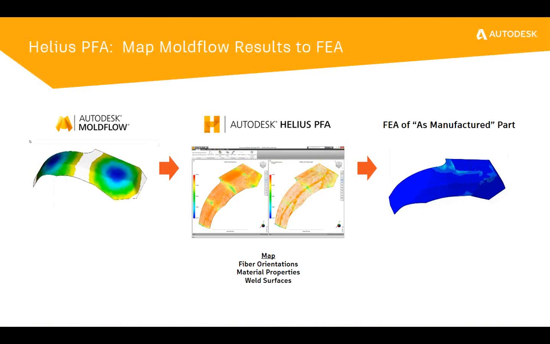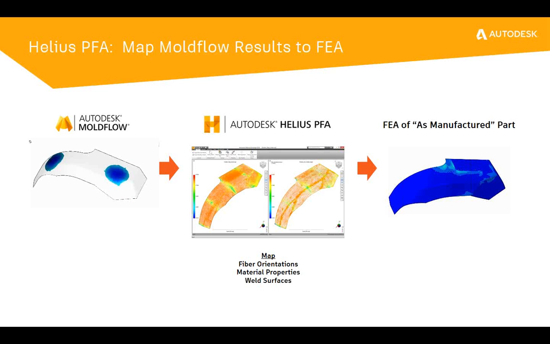What I want to show here is really the workflow for how Helius PFA fits into the workflow for taking Moldflow results and transferring them or mapping them over to our finite element analysis. You can see on the left-hand side, we use Autodesk Moldflow Insight to simulate the filling process, where we can get aspects of the filling process, such as fiber orientations for fiber reinforced plastics, or where weld lines or knit lines may be forming in our part.